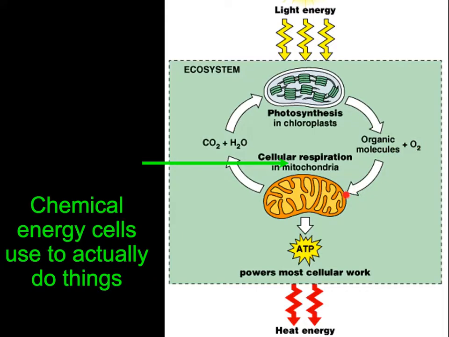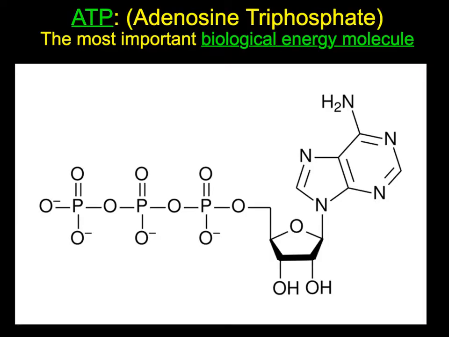And then those are going to be burned in the mitochondria using a process called cellular respiration, producing CO2 and H2O as a byproduct, which go back into sort of this cycle, and also producing ATP, which is the chemical energy that cells actually use to do things. So I've mentioned this term ATP a few times. Let's talk about what it actually is.